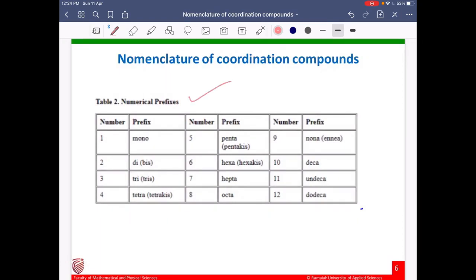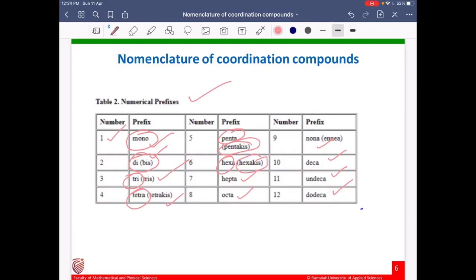It's given here. If one ligand group, it is mono. If the same ligand is repeated twice, then it will be di. If it is a polydentate, instead of di, we will use bis. If it is 3, then tri. For polydentate, we will call it tris. For 4, tetra, tetrakis. Penta, for polydentate, pentakis. Hexa, for polydentate, hexakis. Hepta, octa, nona, deca, undeca, and dodeca.